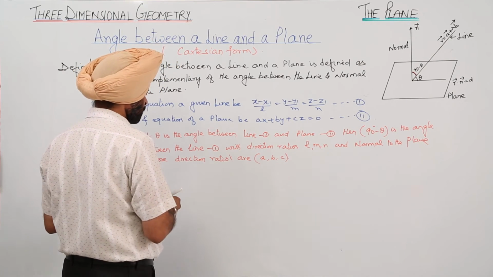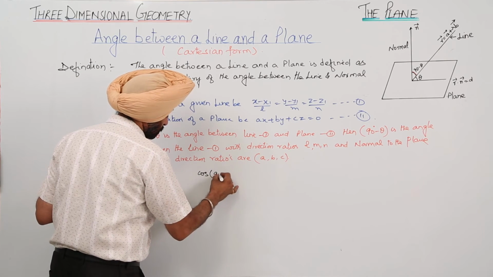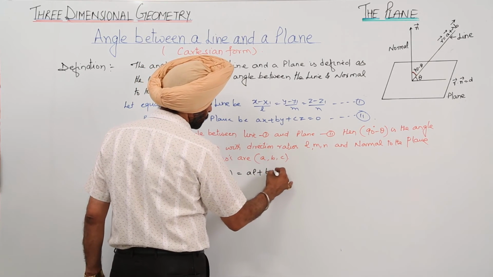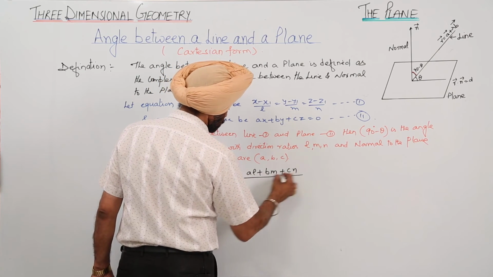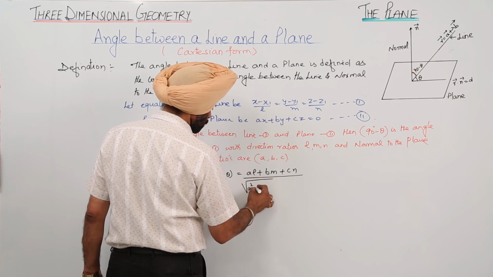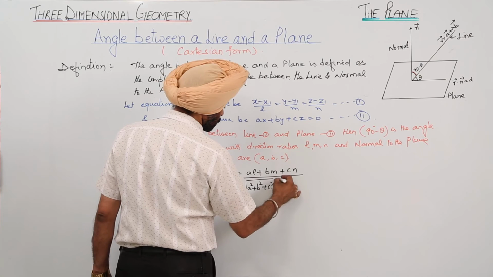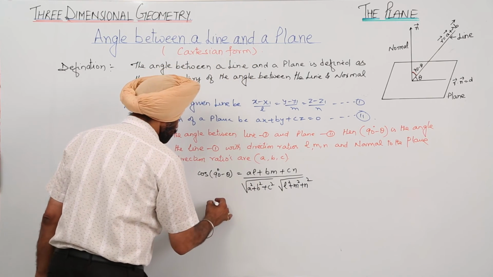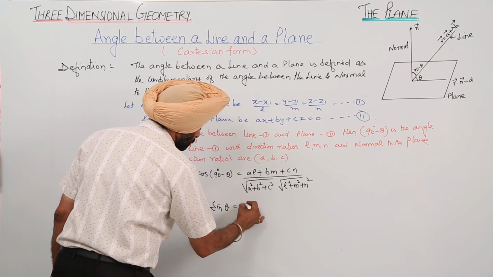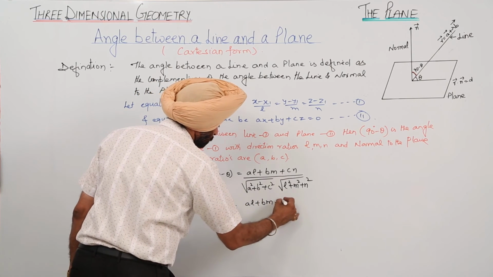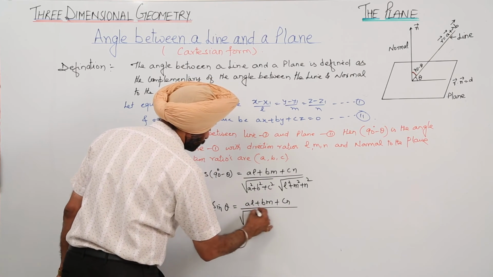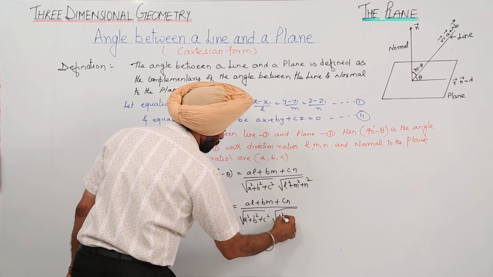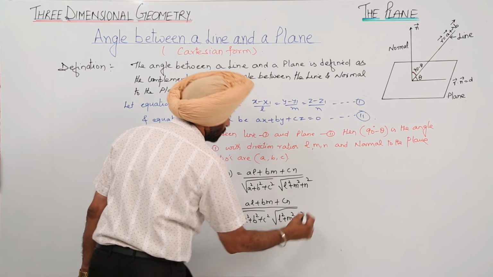Now, cos of 90 minus theta is equal to AL plus BM plus CN upon square root of A square plus B square plus C square multiplied by the square root of L square plus M square plus N square, or sin theta is equal to AL plus BM plus CN upon square root of A square plus B square plus C square multiplied by the square root of L square plus M square plus N square.